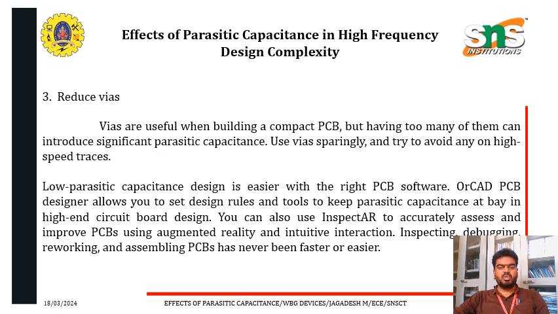Reduce vias. Vias are useful when building a compact PCB, but having too many of them can introduce significant parasitic capacitance. Use vias sparingly and try to avoid any on high speed traces. Low parasitic capacitance design is easier with the right PCB software. OrCAD PCB Designer allows you to set design rules and tools to keep parasitic capacitance in check in high-end circuit board design.